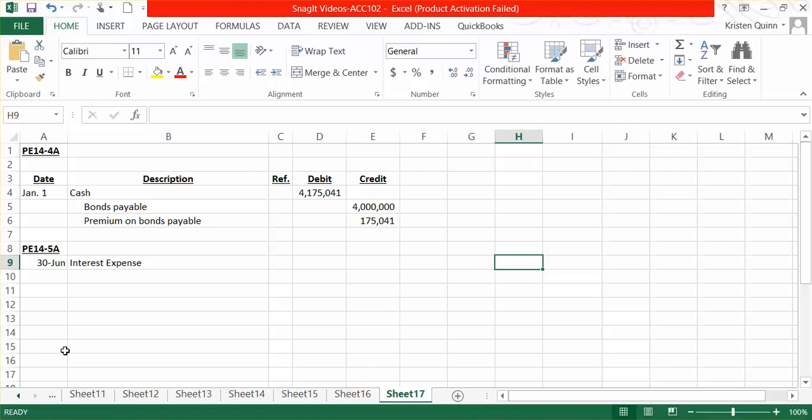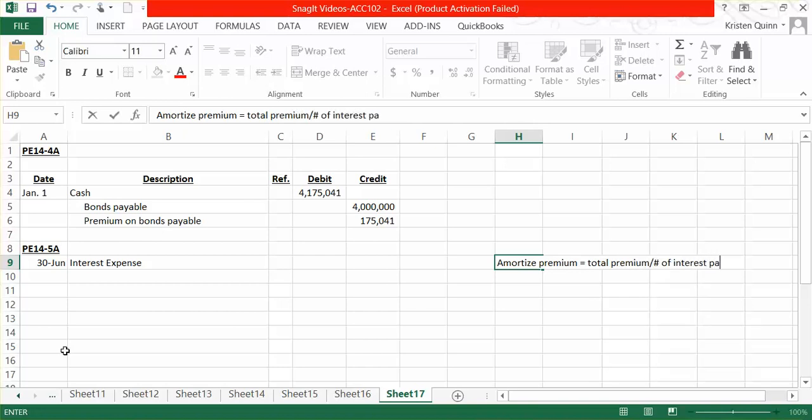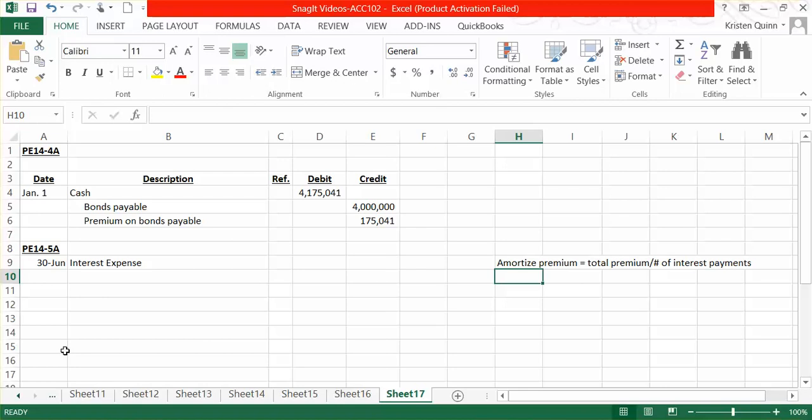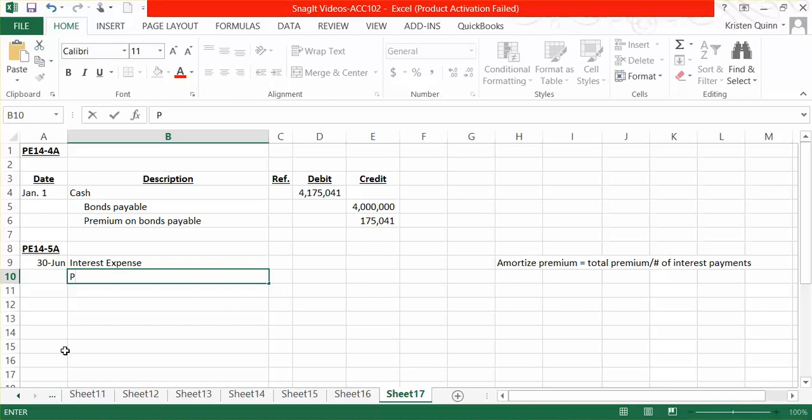That is what we are contractually obligated to pay our bondholder. We cannot pay them any less than that amount. We also have to amortize our premium on our bonds payable. And we do that by simply taking the total premium and dividing it by the number of interest payments that we are going to make over the life of the bond. Notice that our premium on bonds payable on January 1st went on as a credit, so it will be reduced with a debit.